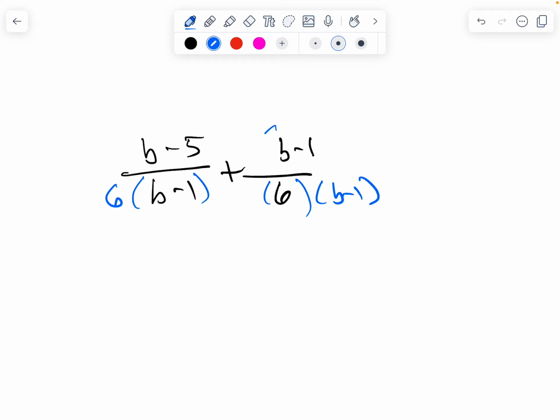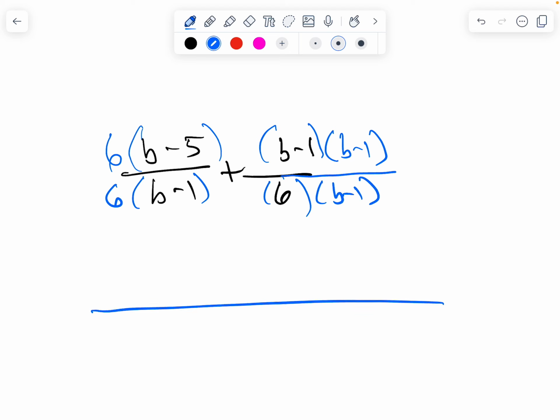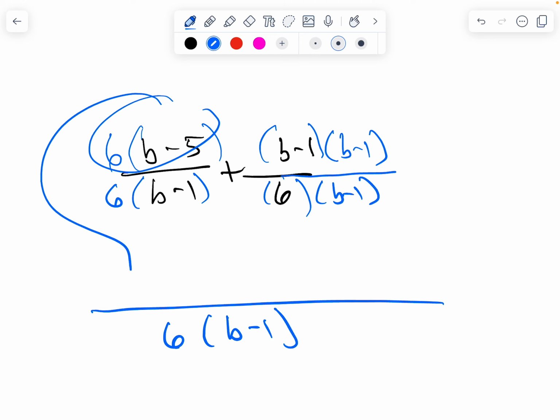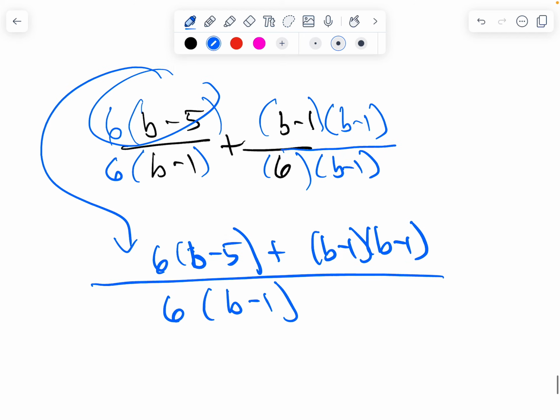Once we do that, now they have the same denominators. But if I put a b minus 1 on the bottom of the fraction, I have to put a b minus 1 on the top of the fraction. And if I put a 6 on the bottom of the fraction, I have to put a 6 on the top of the fraction. So now they have a common denominator, which is 6 times (b minus 1). And now we can just get this guy and put it down here. That's going to be 6 times (b minus 5) plus (b minus 1) times (b minus 1).